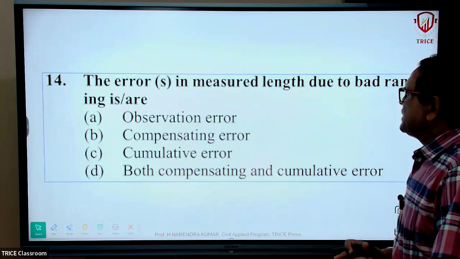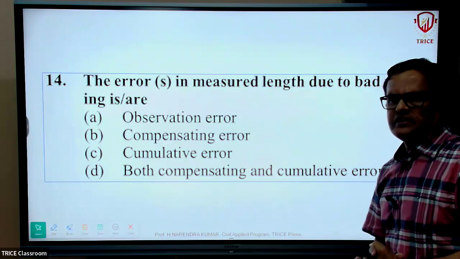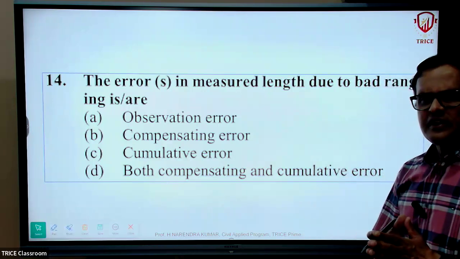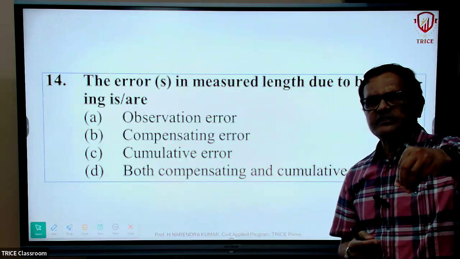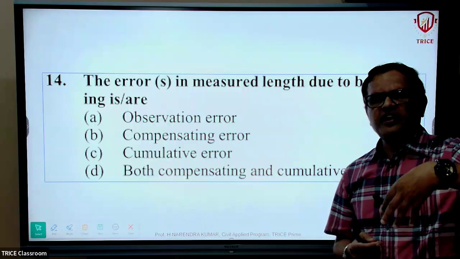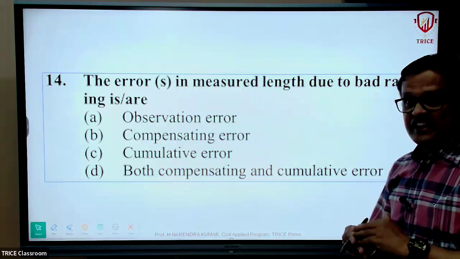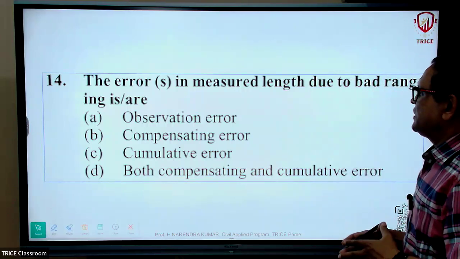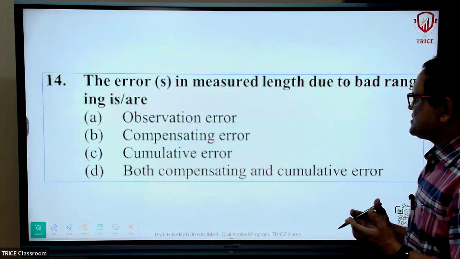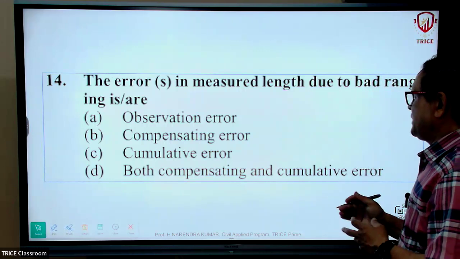What it says: the errors in measured length due to bad ranging. Ranging, I think everybody knows. What is ranging? It is nothing but fixing intermediate station points along a straight line. Direct ranging and indirect ranging, you're all familiar with that. So if the ranging is bad, what are the errors that you will get? Observation error, or compensating error, or cumulative error, or both compensating and cumulative error.